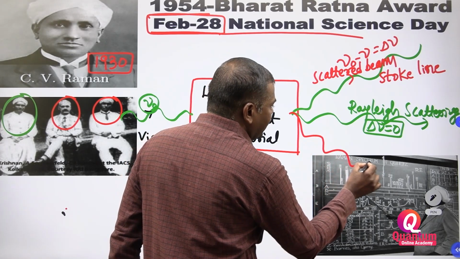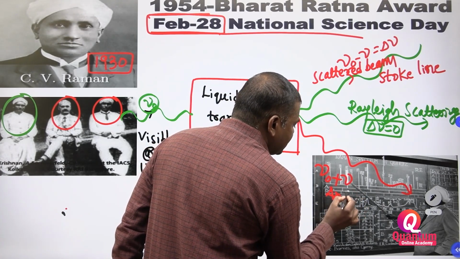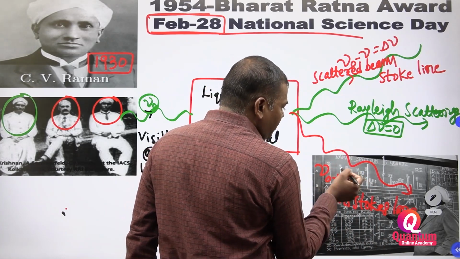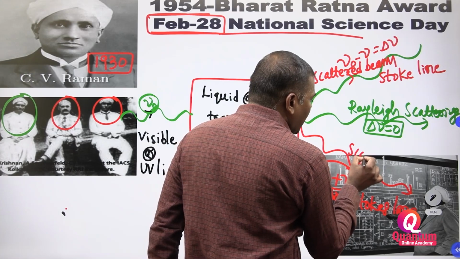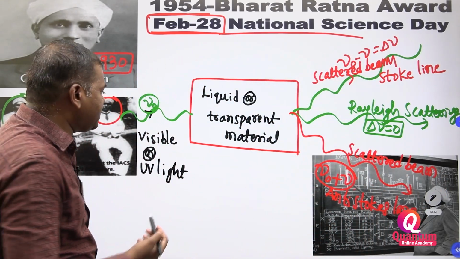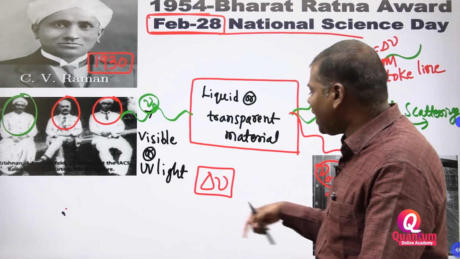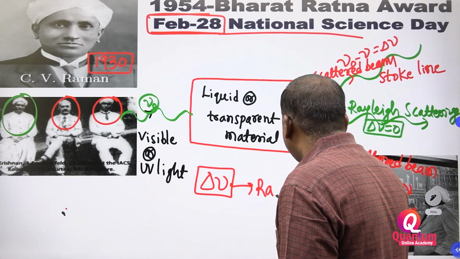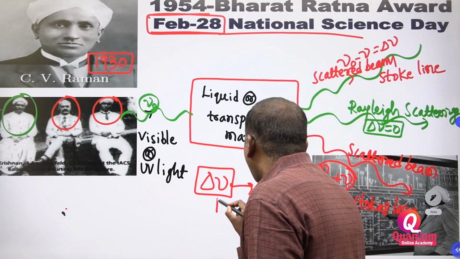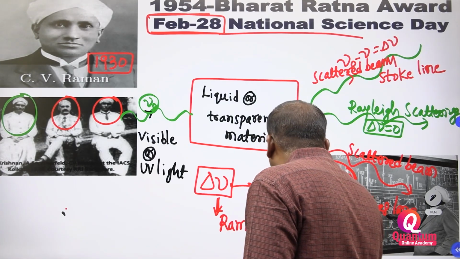If some scattered frequency is higher, mu naught plus mu, that line we call the anti-Stokes line. It is also a scattered beam, and there is a scattering shift. Landsberg and Mandelstam introduced this, and that shift we call the Raman shift. This effect we call the Raman effect.